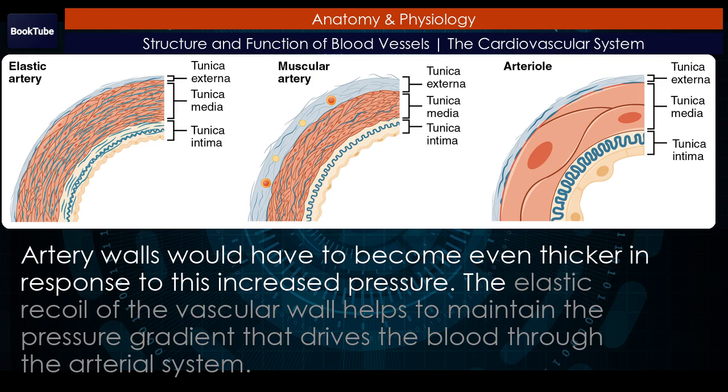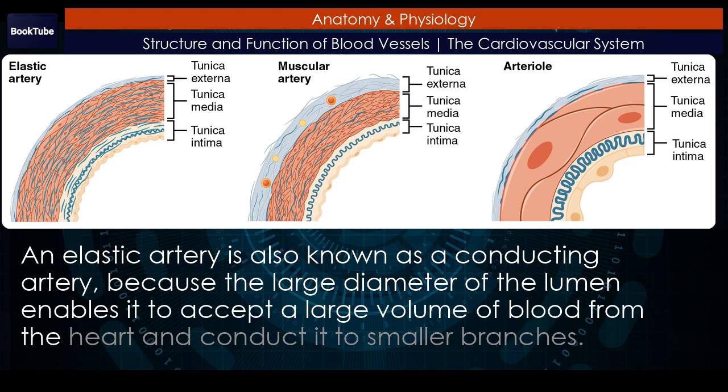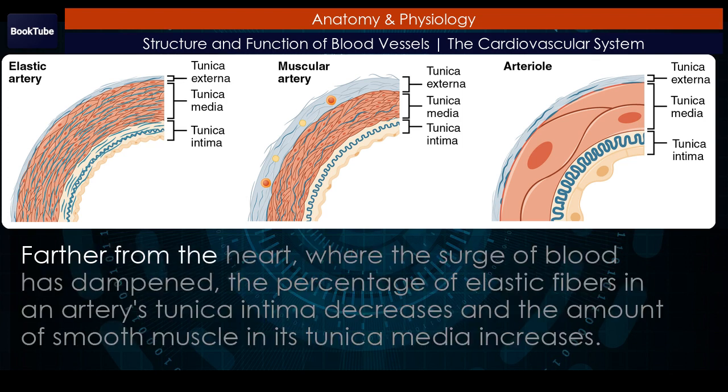The elastic recoil of the vascular wall helps to maintain the pressure gradient that drives the blood through the arterial system. An elastic artery is also known as a conducting artery, because the large diameter of the lumen enables it to accept a large volume of blood from the heart and conduct it to smaller branches farther from the heart, where the surge of blood has dampened.